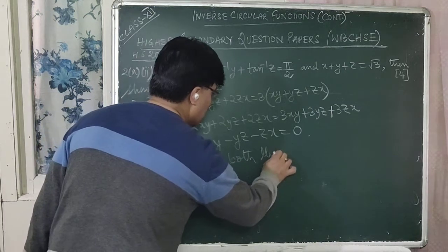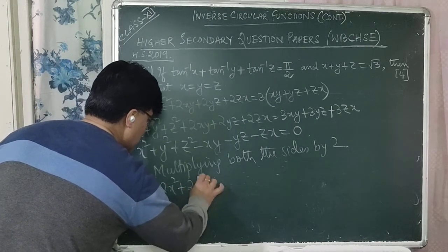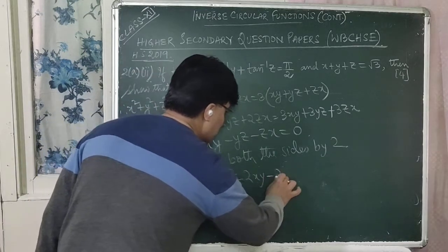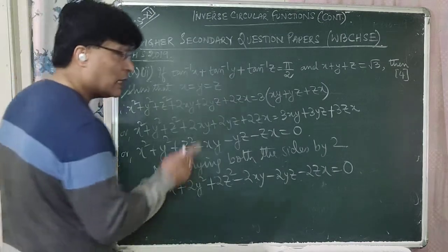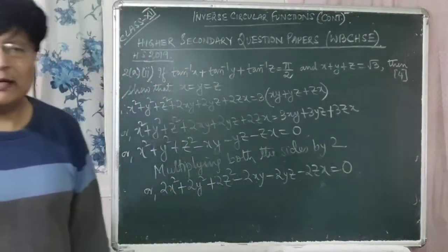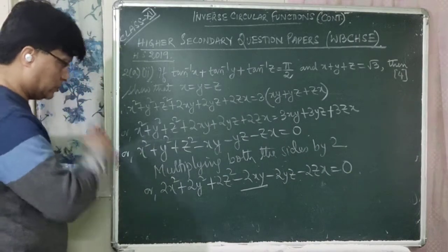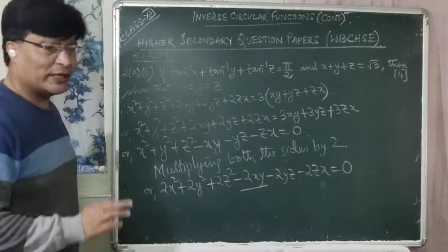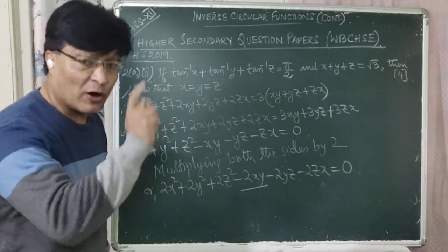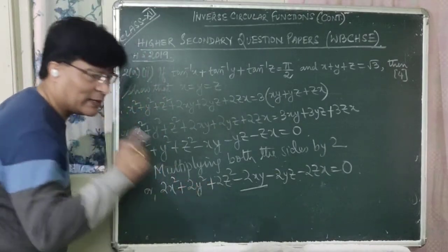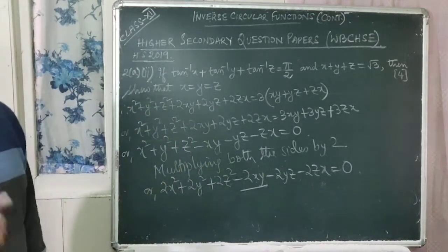Multiplying both the sides by 2. So what do we get? 2x square plus 2y square plus 2z square minus 2xy minus 2yz minus 2zx is equal to 2 times 0, that is 0. Is that clear? Now in order to convert them into a square minus 2ab plus b square, for this minus 2xy we need x square plus y square, isn't it? Also for minus 2yz we need y square plus z square, and also for minus 2zx we need z square plus x square. So where can we take that from? We can take that from this 2x square, 2y square, 2z square by writing them as x square plus x square, y square plus y square, z square plus z square.